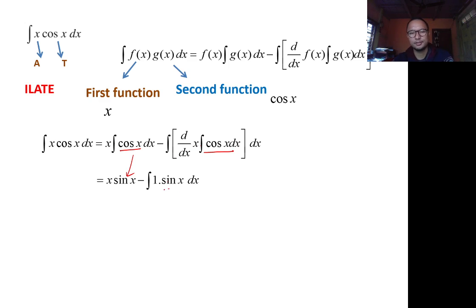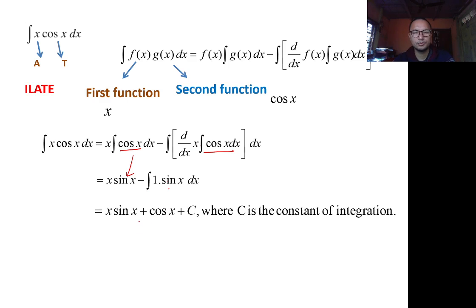Now continue. The integration of cos x is sin x, the derivative of x is 1, and then cos x comes from the integration of sin x, right? Again, the integration of sin x will give you minus cos x plus c, where c is the constant of integration. This is integration by parts.